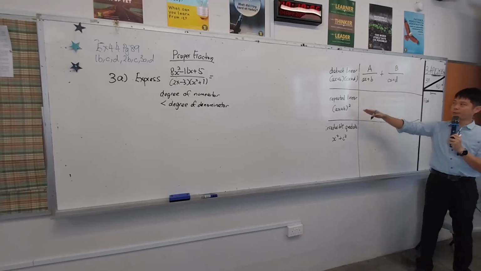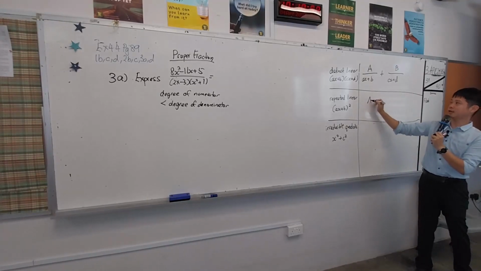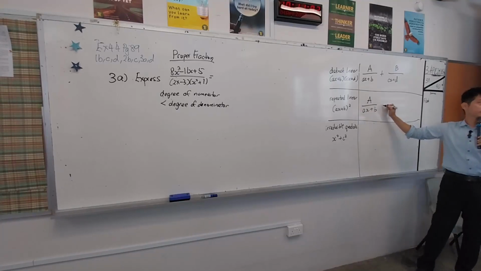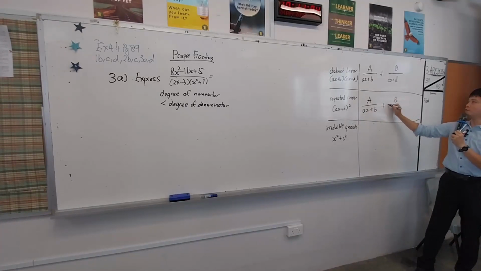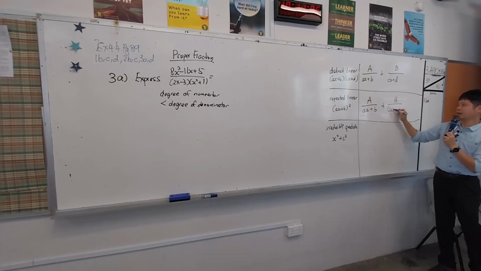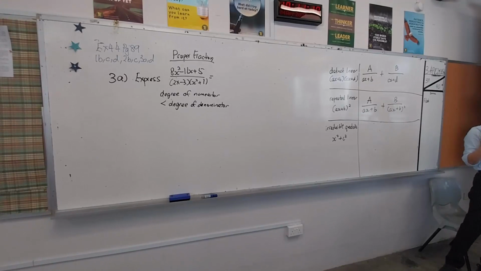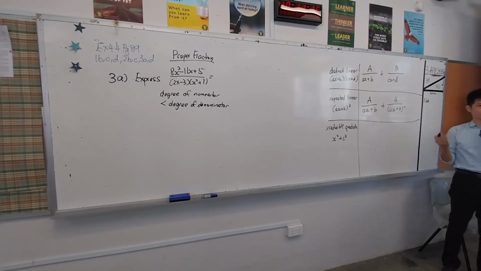All right. So now repeated linear, I will split them as A over ax plus b plus B over ax plus b squared. All right, you must do it twice. It is possible that A or B can be 0 later. One of them may become 0, or they may become rational numbers.